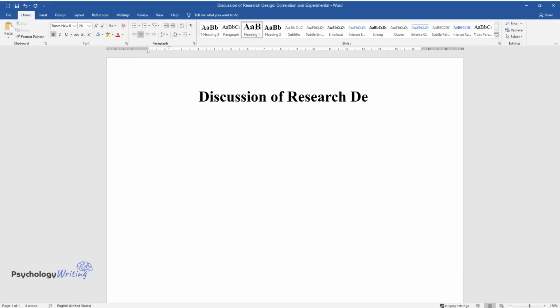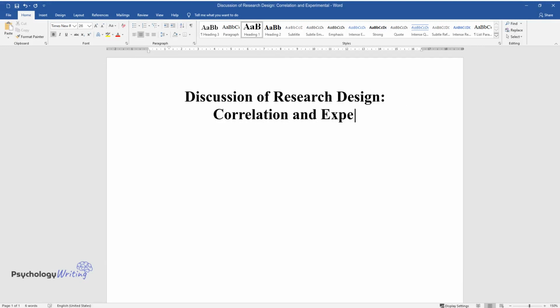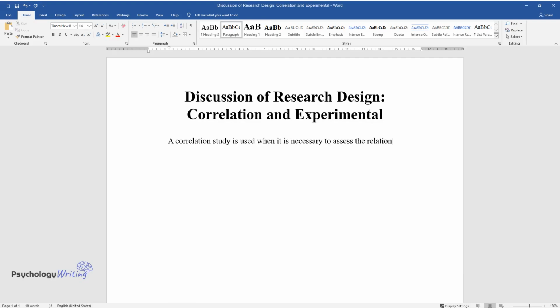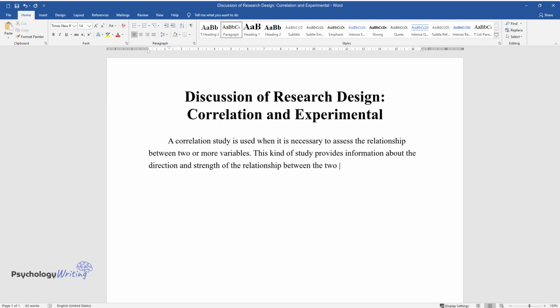Discussion of research design, correlation and experimental. A correlation study is used when it is necessary to assess the relationship between two or more variables. This kind of study provides information about the direction and strength of the relationship between the two data.